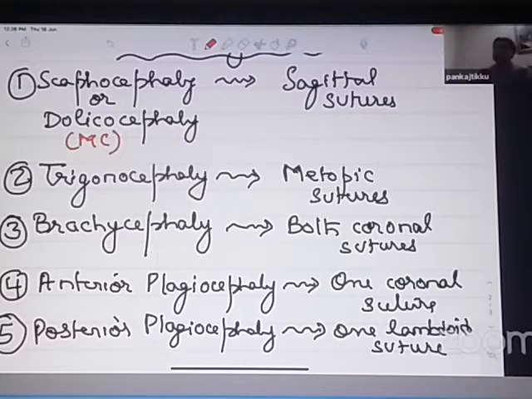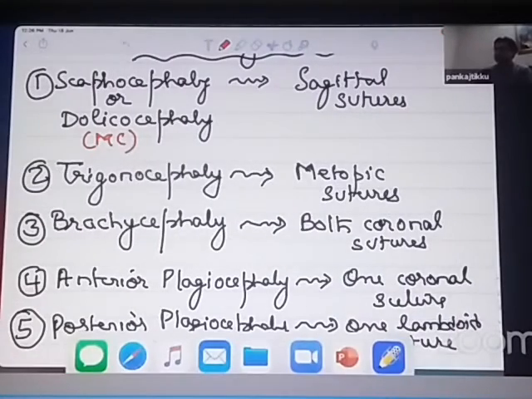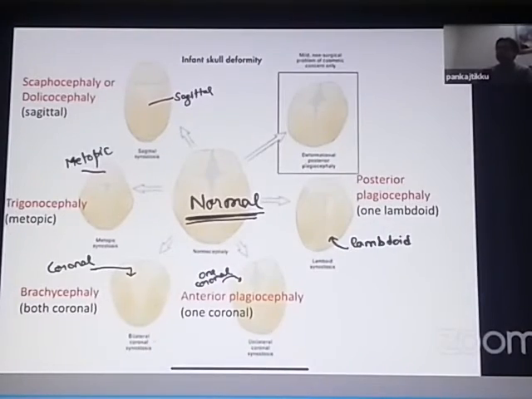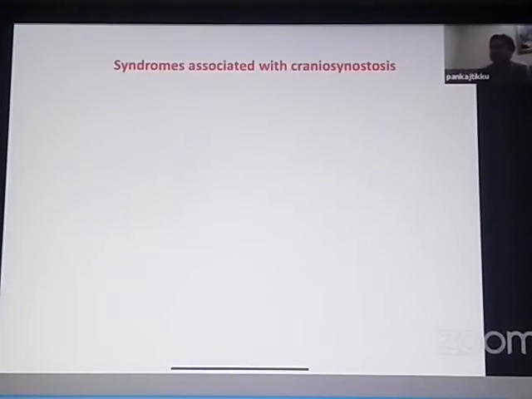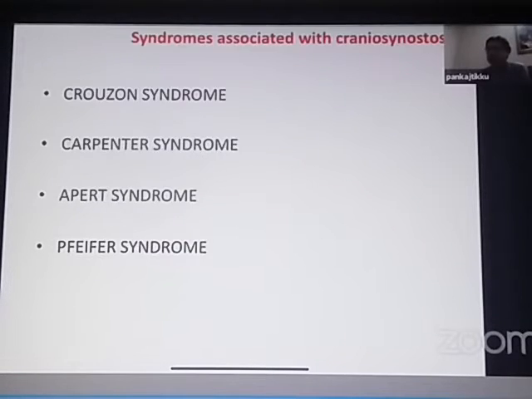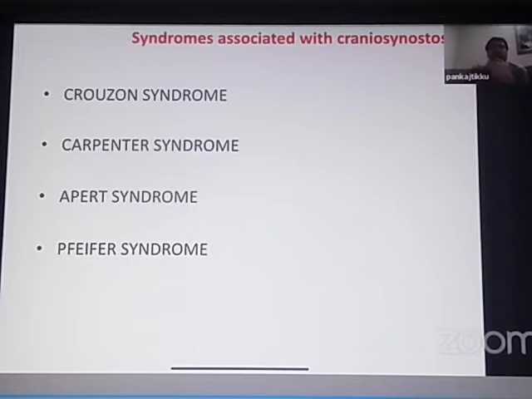So this is just a revision that we have already done. Can you name some syndromes which are associated with craniosynostosis? Just remember the names. The 4 syndromes that you should remember which are associated with craniosynostosis are Crouzon syndrome, Carpenter syndrome, Apert syndrome, and Pfeiffer syndrome.